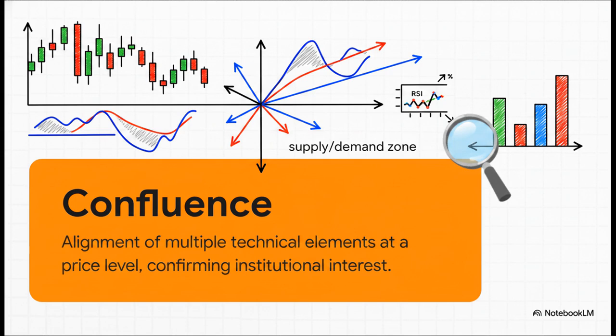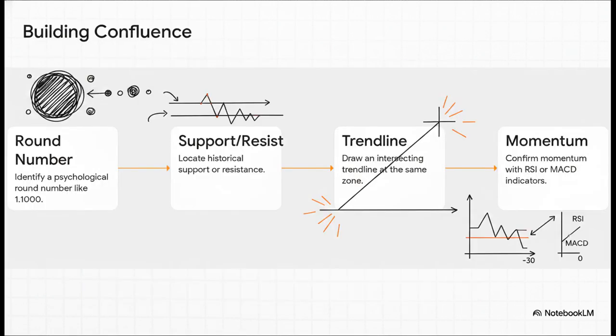When you've got 2, 3, or 4 different reasons pointing to the exact same spot on your chart, you are confirming strong institutional interest. You're no longer guessing, you're heavily stacking the odds for a highly reliable setup. Let's actually build one of these high-probability trades right now, step by step.